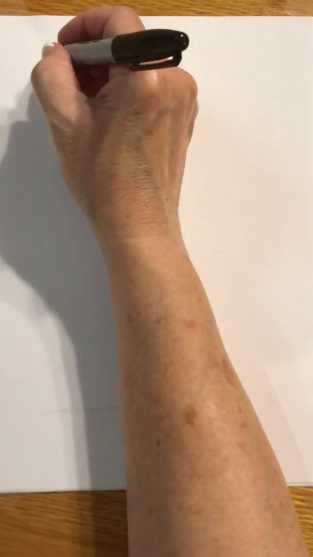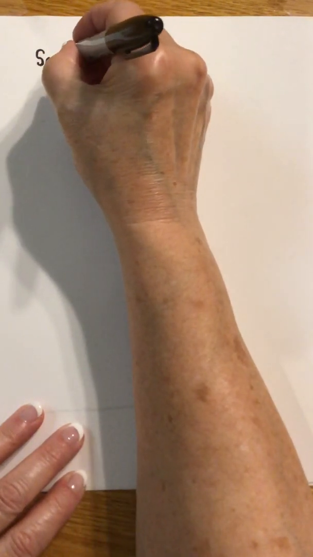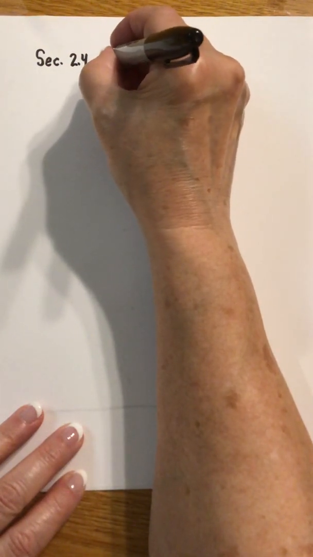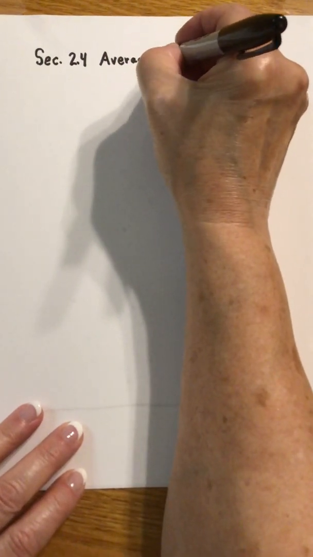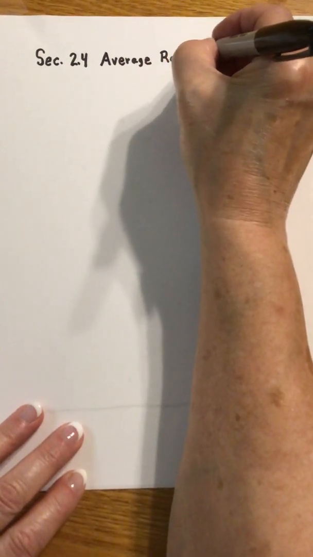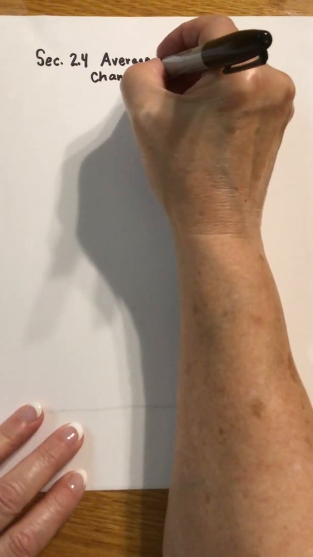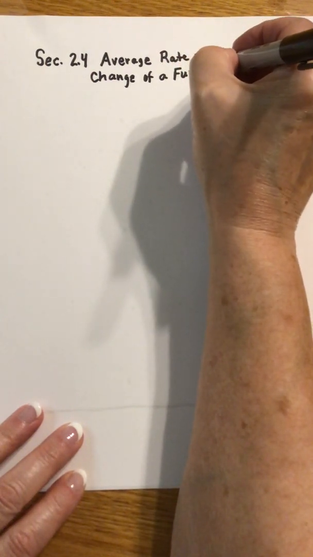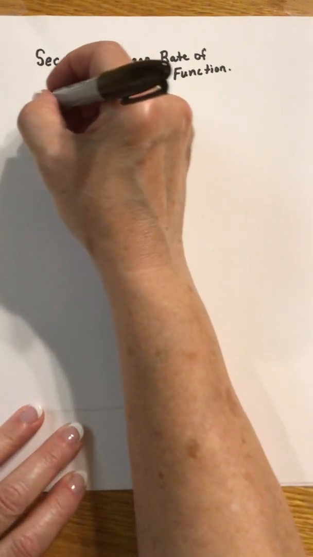Hello, we're going to do section 2.4 today. Average rate of change of a function. Okay, so we're going to look at an arbitrary picture of a graph.